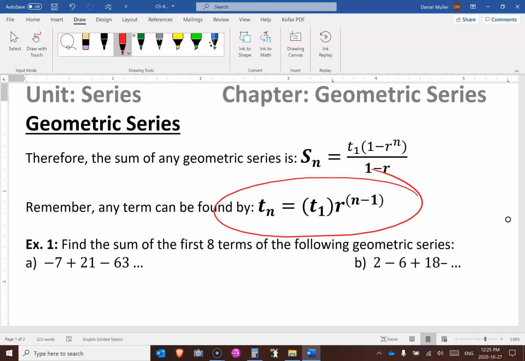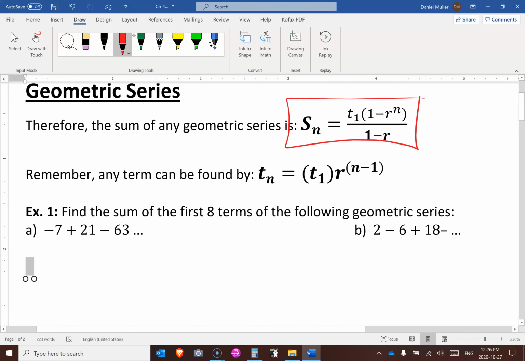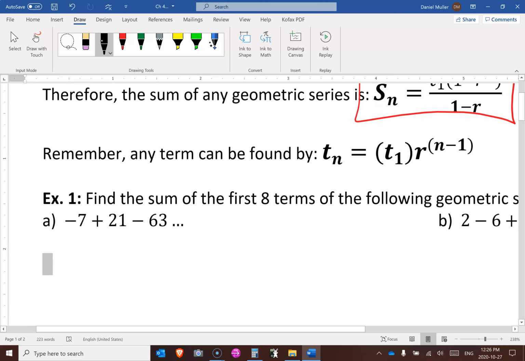Like if we want to find the 10th term, then we could just, well, what's our first term? What's our common ratio? 10 goes in there. But what if we want to now sum up all of those terms? And so that's where this formula comes in. So example number 1 here, find the sum of the first 8 terms.